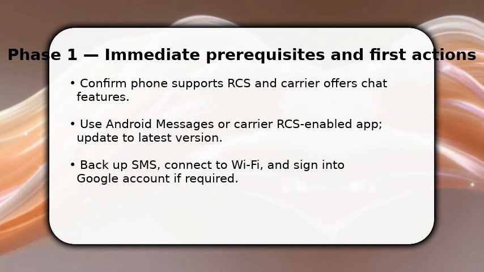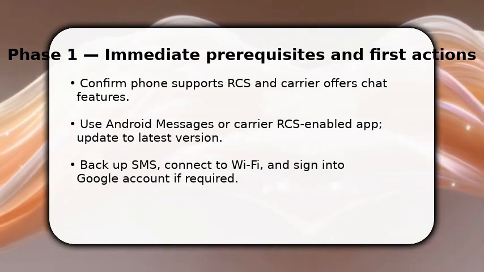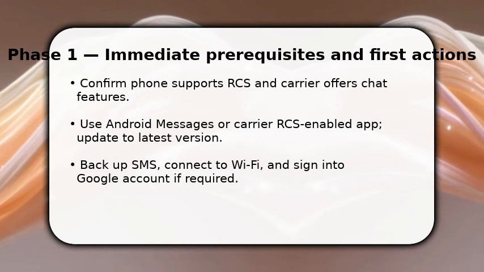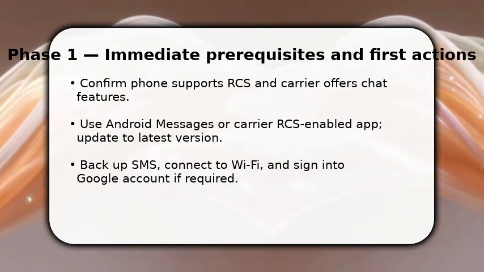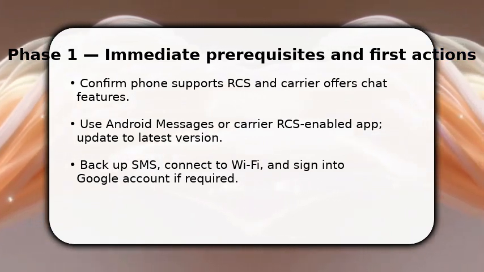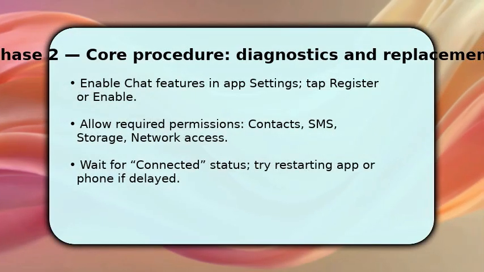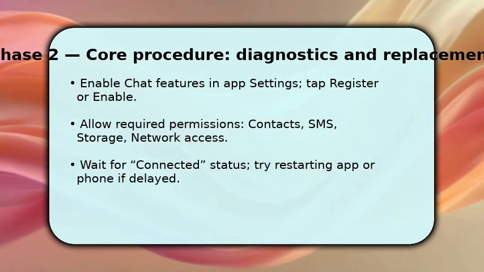Now tap Settings and open Chat features to start the activation process. Follow prompts to request provisioning. You proceed to enable chat features in Settings and tap Register. This sends a provisioning request to the carrier or Google RCS service.